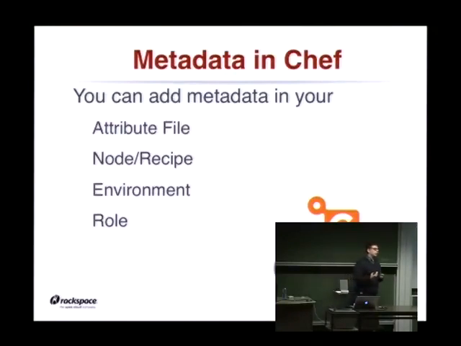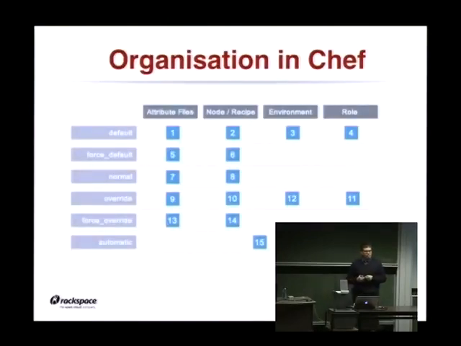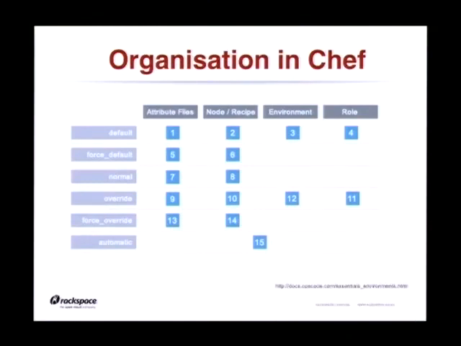And the good thing about Chef is that all these variables in metadata can be overwritten at certain points in time. But the amount of exceptions for that is quite complex. So I've just added the chart here straight from the Opscode documentation to see how complicated that can get. So you can define the same variable of metadata in 50 different places.